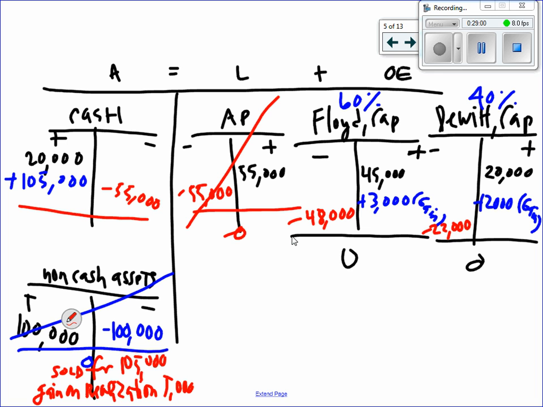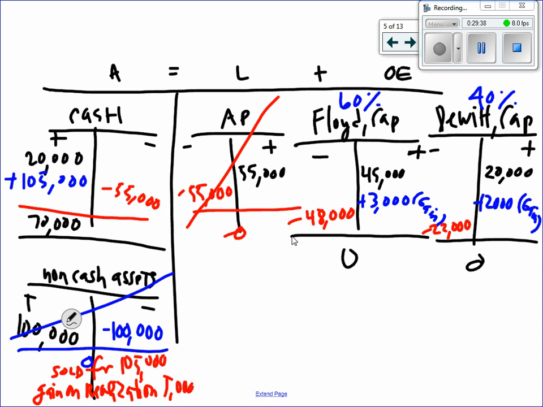I see 2 debits. Where's the credit going to come from? Cash. Now here's the cool thing about accounting. What's our cash balance right now? 20 plus 105 minus 55. Are you fast with your math? What's our cash balance right now? 70. Does 70,000 equal 48 plus 22? It does.